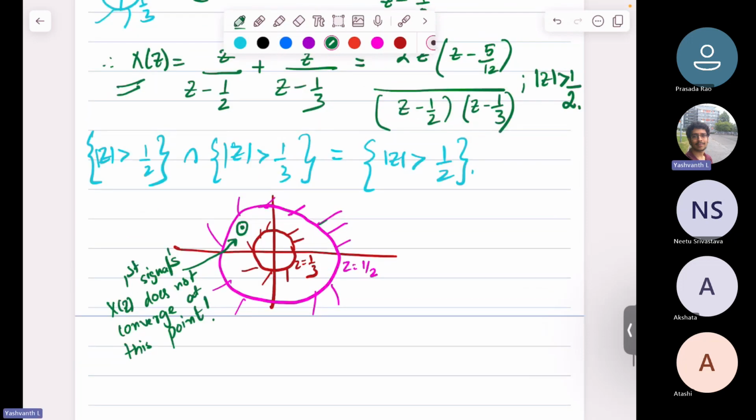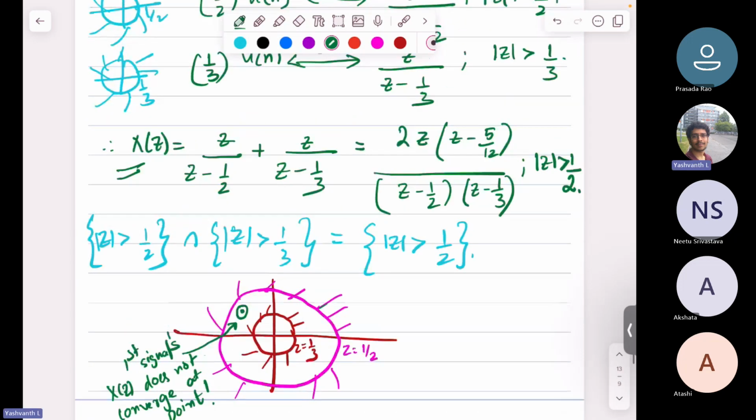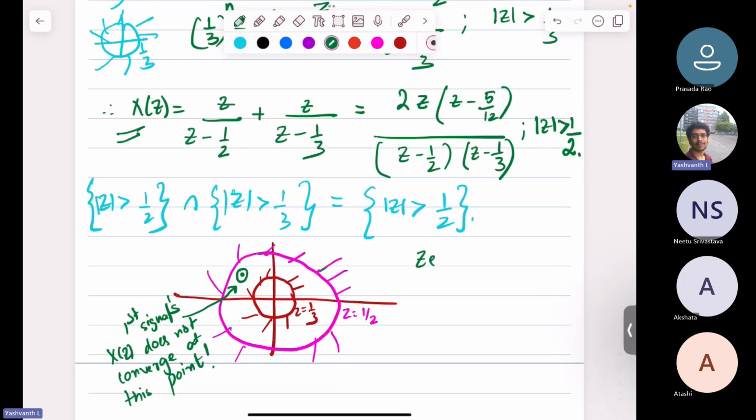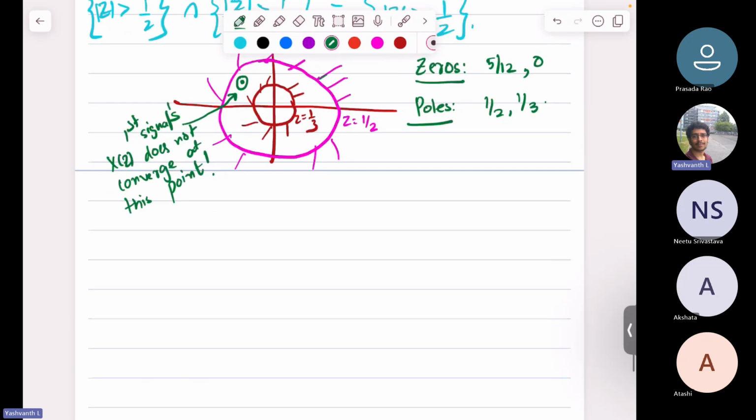So now what we need to do? Now tell me what are the zeros of this polynomial? Zeros of X of Z. 5 by 12, and 0. Poles: half and 1 by 3. So now we are asked to plot it, right?